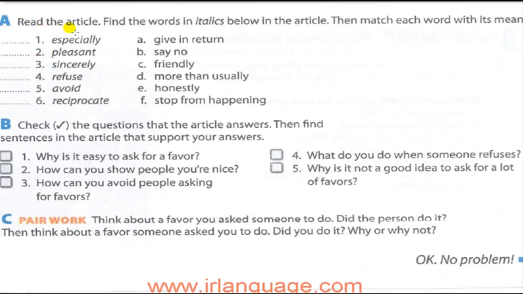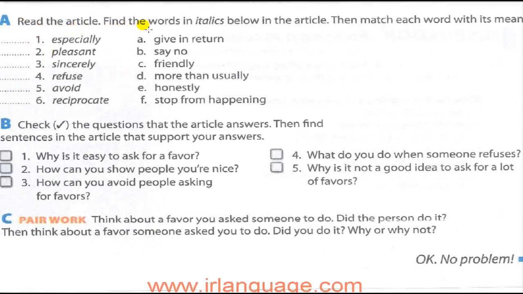A. Read the article. Find the words in italics below in the article. Then match each word with its meaning. So in this exercise you have these words. They are in the passage. You read the word and you match this word in italics with the meaning. 1. Specially. D. More than usual.